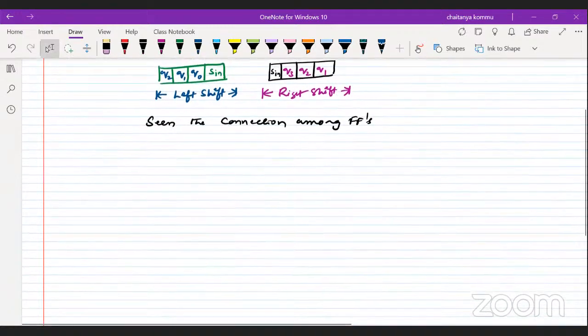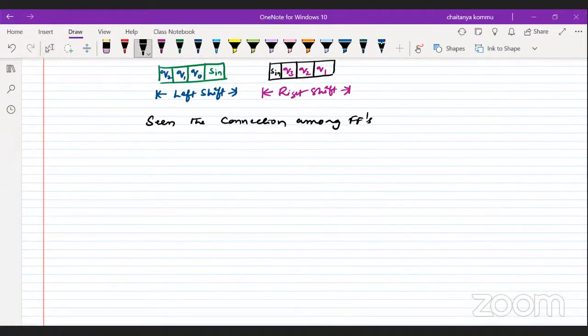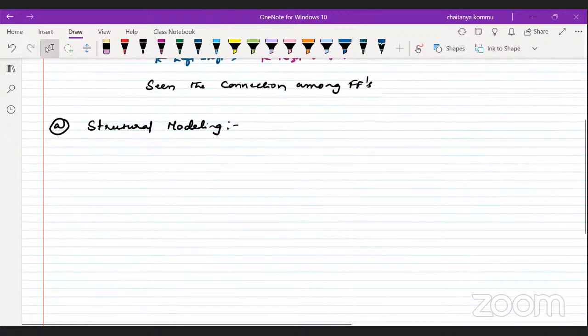What I want to do here is that first of all, I would like to write the structural modeling for this one. Later, I'll go for the behavioral modeling. Behavioral modeling also we would see.